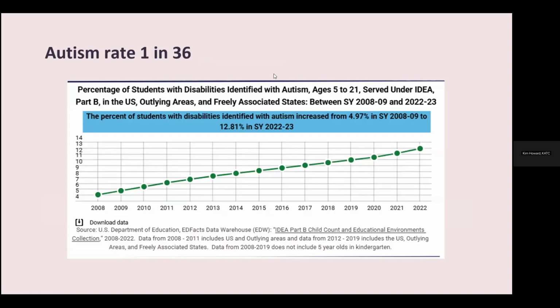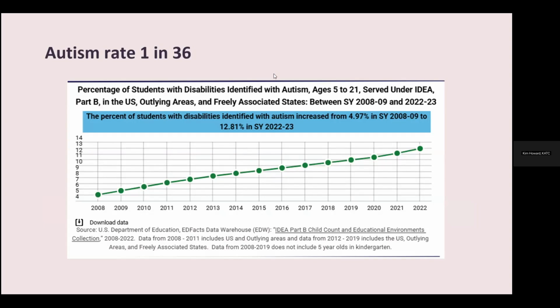Why is this important? As you can see on this graph, autism rates have risen significantly over the last several years. They've risen significantly in the last 20 years since I've come into the field. The current rate is 1 in 36.